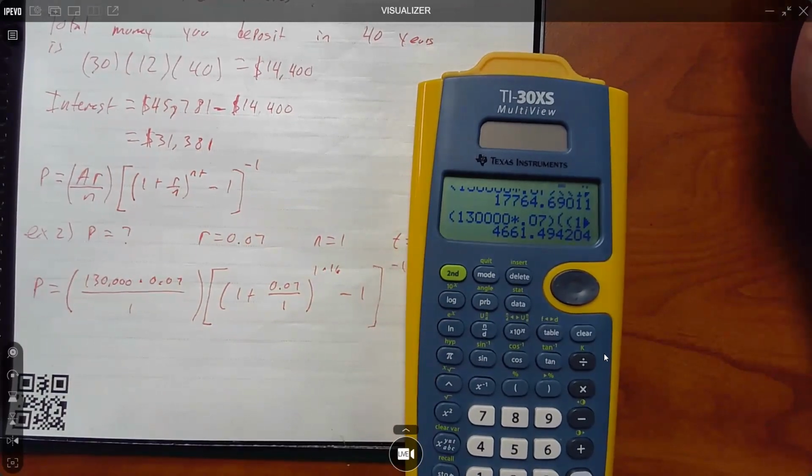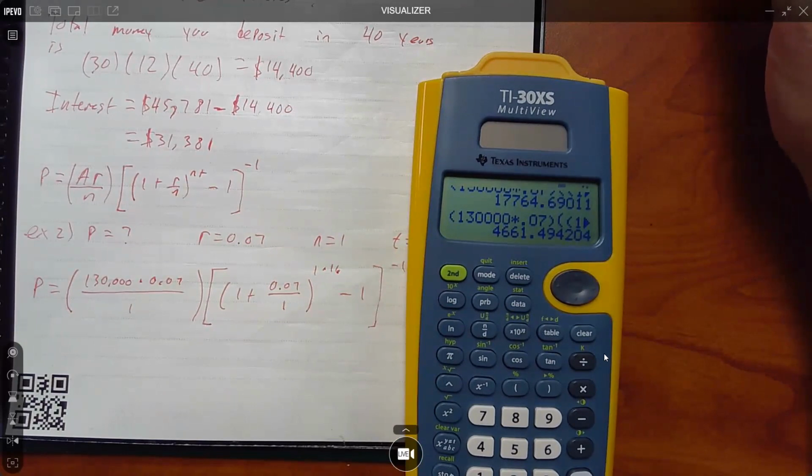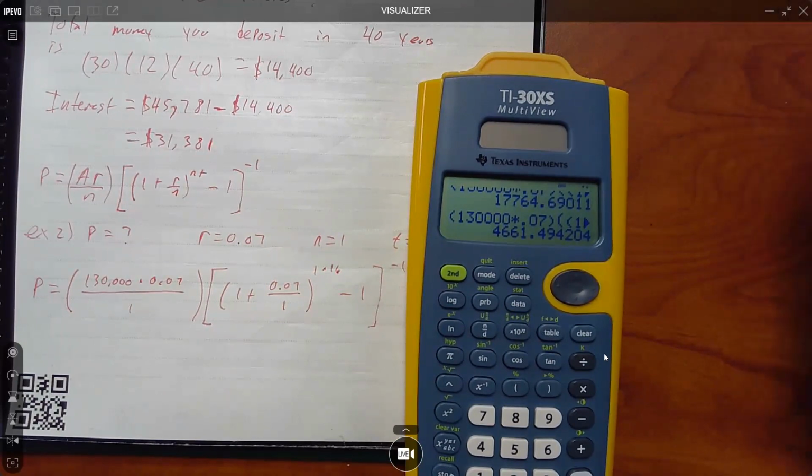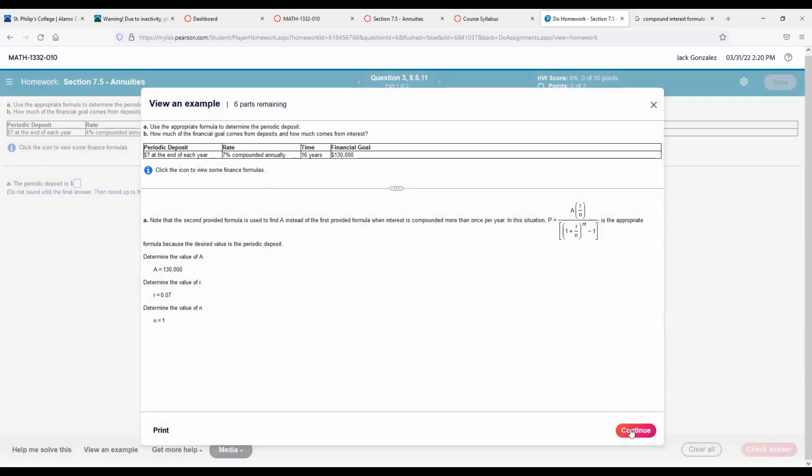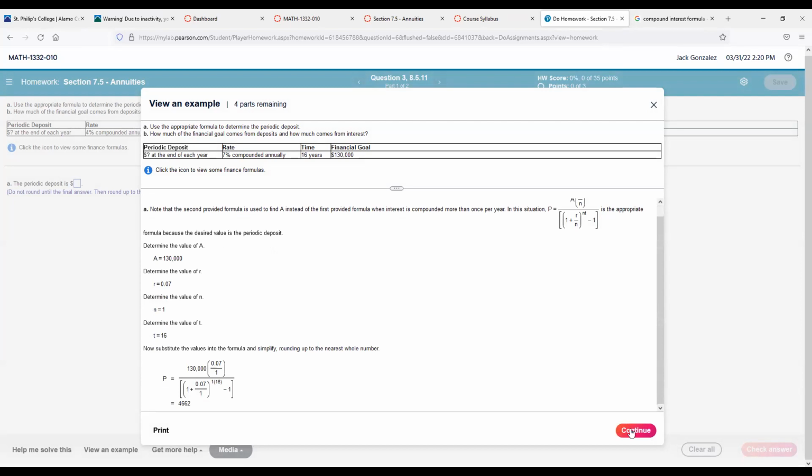Okay, so if I want to have this money in 16 years, compounding only once a year, I gotta put away 4,661 per year or per month, sorry. Which is a lot. Let's see what they got. So there's ARN. So that was all correct. Calculate your P, 4,662. So they round to the nearest dollar.